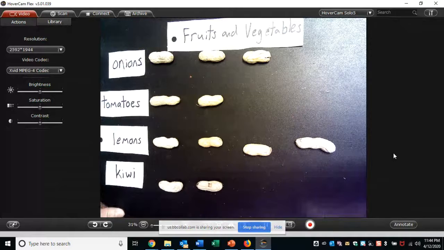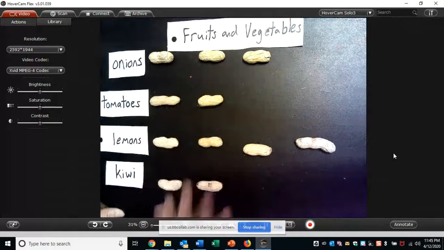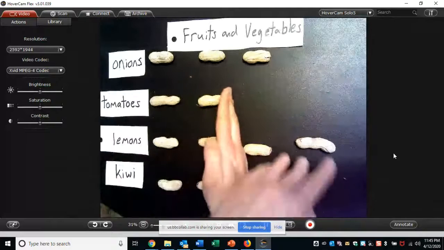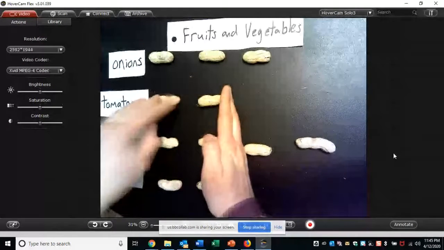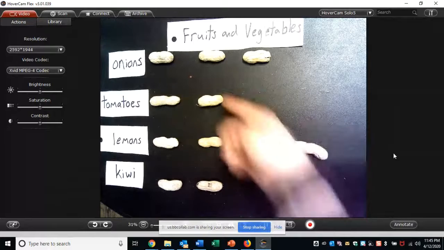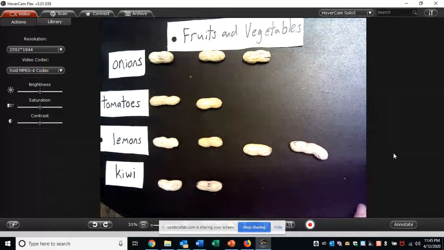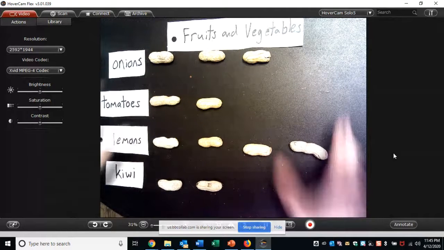But we can still see tomatoes and kiwis. They're still equal, 2 and 2. There's still 2 more lemons than there were tomatoes. We can see that lemons has the most. We can see that tomatoes and kiwis are tied for the least. So this is all the kind of information we can figure out when we see information presented in graphs like this.